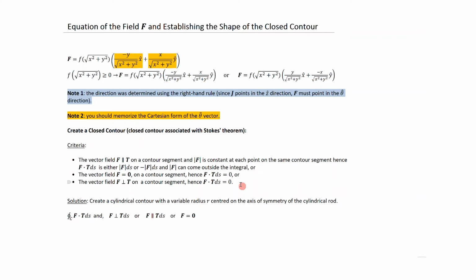So in our case, since we have an indication of what the field would look like, we're going to create a cylindrical contour with a variable radius r centered on the axis of symmetry of the cylindrical rod. And so this is the left-hand side of Stokes' theorem, the field times the unit tangent vector ds. And the conditions we're looking at are either F is perpendicular to the tangent vector, F is parallel to the tangent vector, or F equals 0. So these are the cases that we're considering.